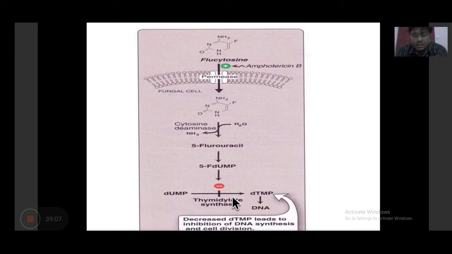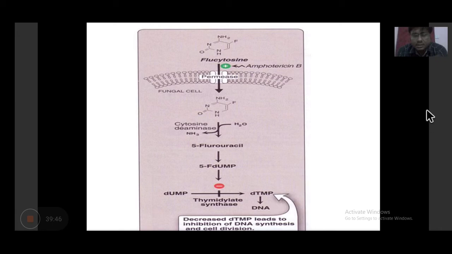So this step where the enzyme thymidylate synthase is acting is inhibited by flucytosine. See, the flucytosine prodrug enters the cell by the enzyme permease, entry facilitated by Amphotericin B if it is given together. Then by the enzyme deaminase, it is converted to 5-fluorouracil, and that will inhibit the enzyme thymidylate synthase, which is responsible for conversion of UMP to TMP, which is important in synthesis of DNA. So this leads to inhibition of DNA synthesis and cell division.